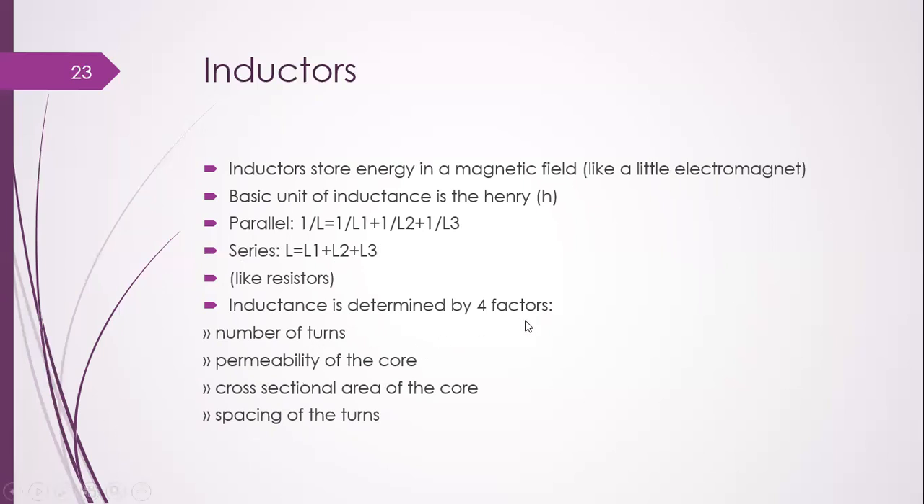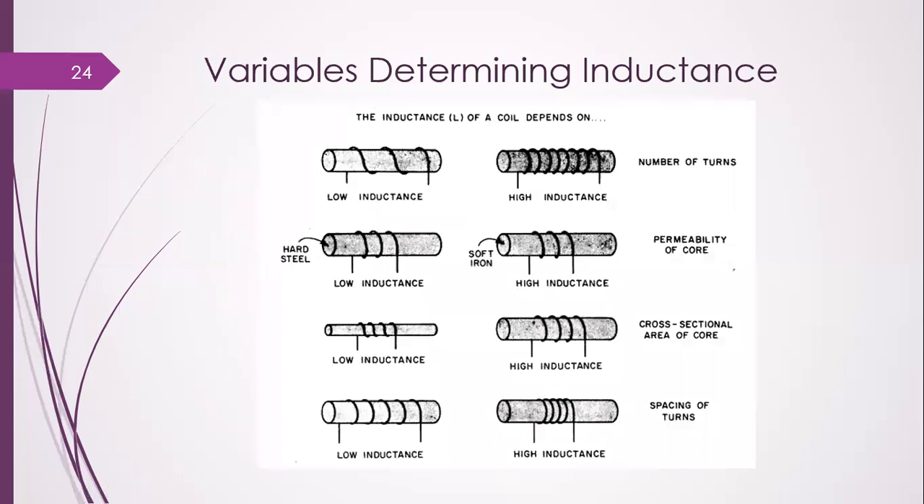Inductance is determined by four factors, which we also discussed in our previous session. The number of turns: if the number of turns increases, then the inductance increases, and vice versa. Permeability, the type of core by which it is made: hard steel has lower inductance, and soft iron has higher inductance.